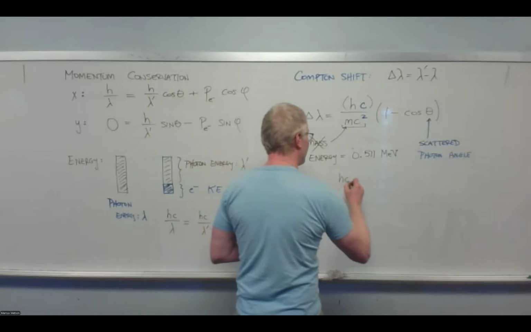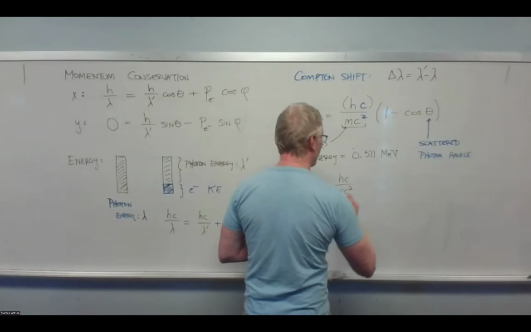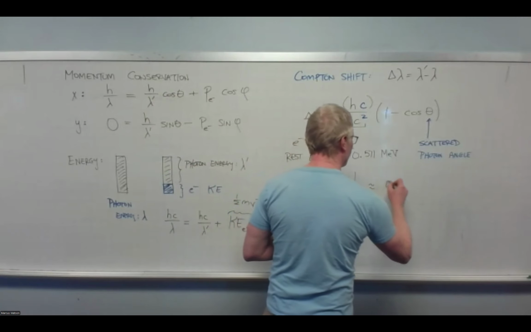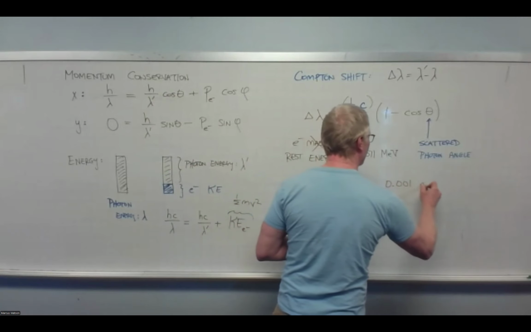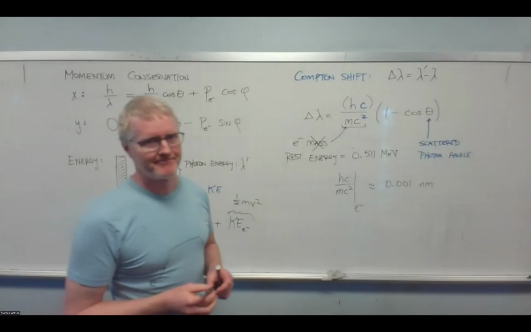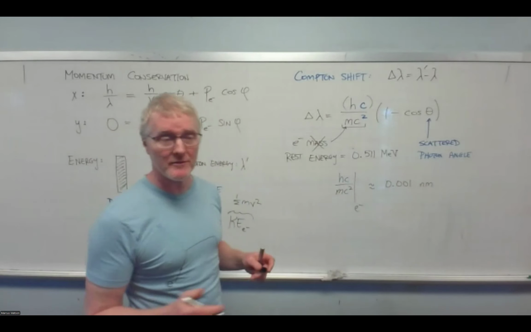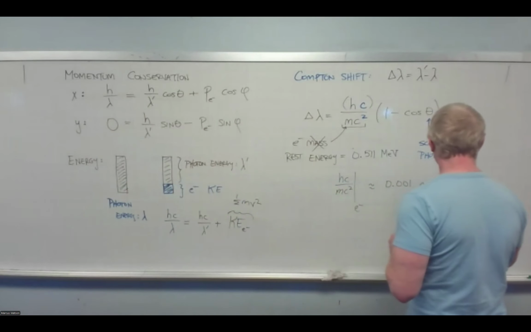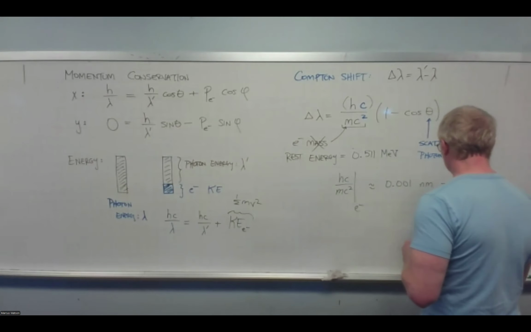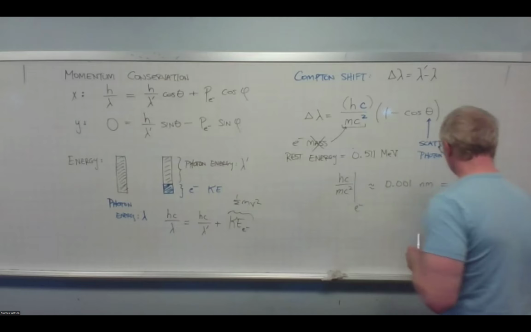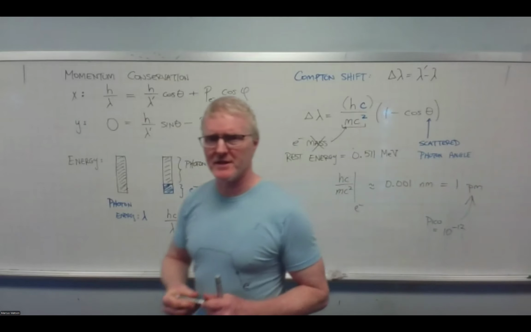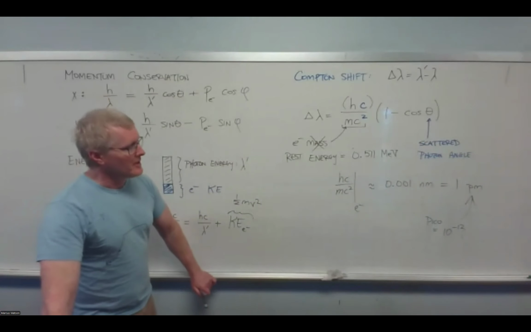So hc over mc squared for an electron is somewhere on the order of 0.001 nanometers. That means it's known as a picometer, because that's around 10 to the minus 12 of a meter. So there's your next prefix, in case you didn't know the pico prefix.